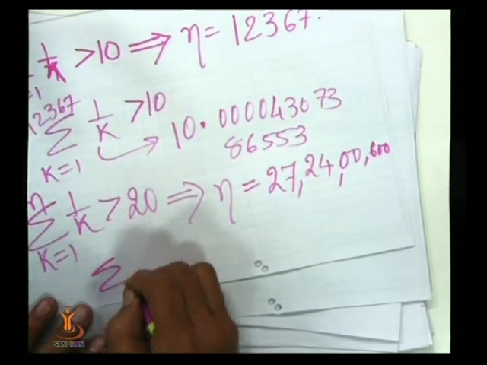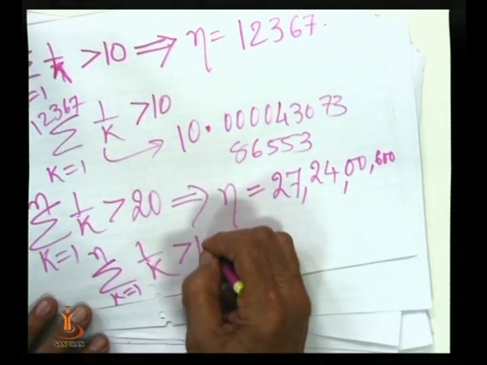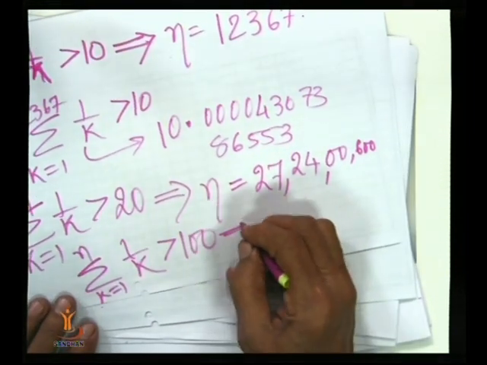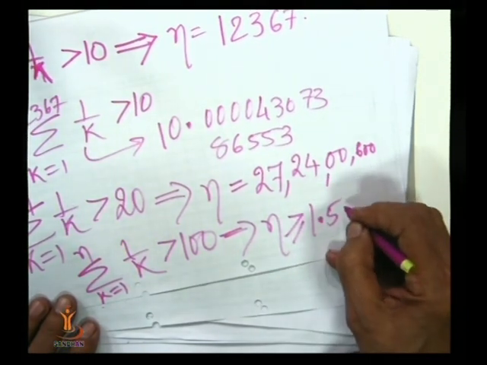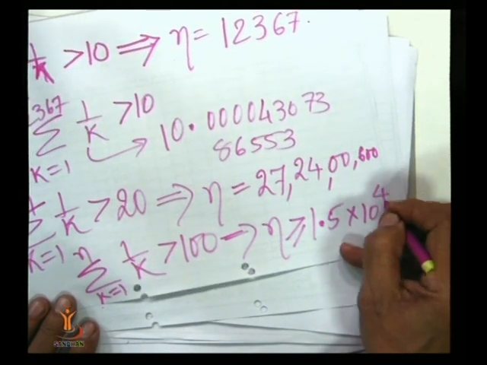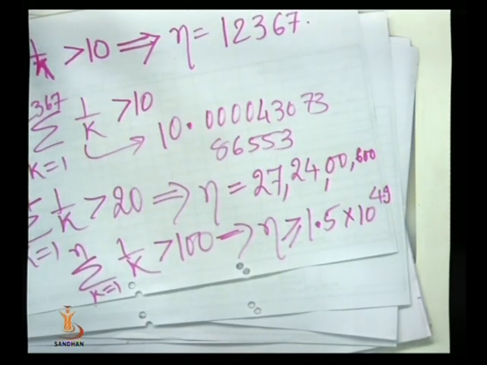And suppose you want this greater than 100, then n must be greater than 1.5 into 10 raised to 49. 10 raised to 49 means 49 zeros. Okay, so a very, very huge number you need. So though the harmonic series sigma 1 upon n diverges, it diverges very, very slowly.